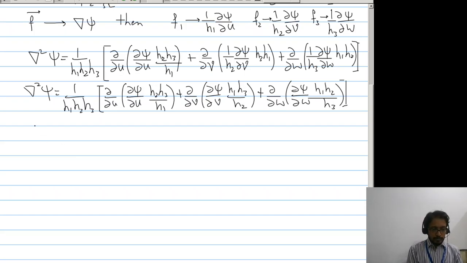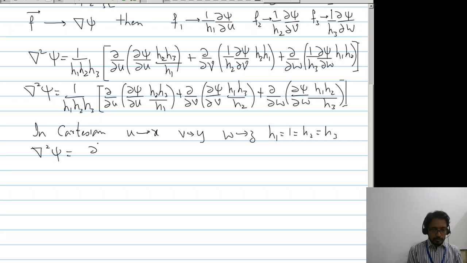As we can observe in the Cartesian form, u is x, v is y, w is z, and h1, h2 and h3 will be 1. So del squared psi will be dou squared psi by dou x squared plus dou squared psi by dou y squared plus dou squared psi by dou z squared.